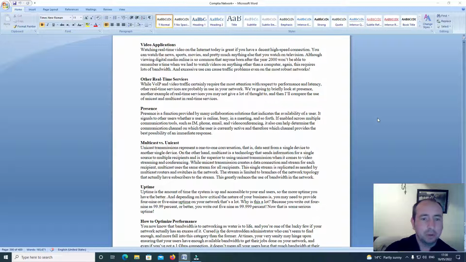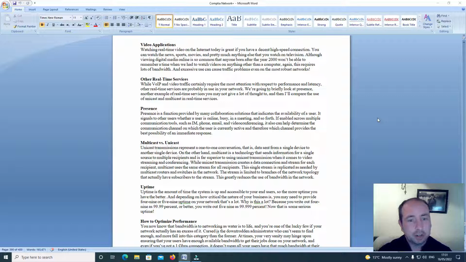Video applications. Watching real-time video on the internet today is great if you have a decent high-speed connection. You can watch news, sports, movies and pretty much anything else that you watch on television. Viewing digital media online is so common that anyone born after the year 2000 won't be able to remember a time when we had to watch videos on anything other than a computer. Again, this requires lots of bandwidth, and excessive use can cause traffic problems even on the most robust networks.